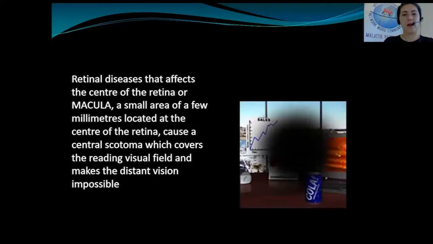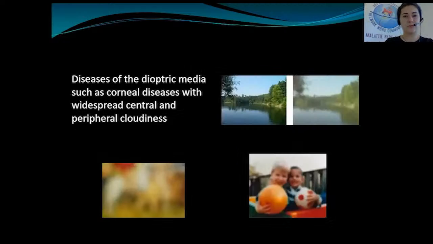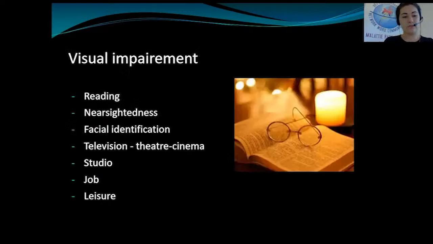Retinal diseases that affect the center of the retina or macula, a small area of a few millimeters located at the center of the retina, cause a central scotoma, which covers the reading visual field and makes the distant vision impossible. Diseases of the dioptric media, such as corneal disease with widespread central and peripheral cloudiness, give birth to a serious low vision problem.